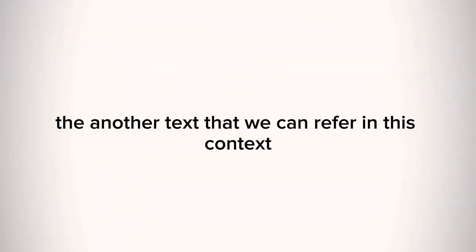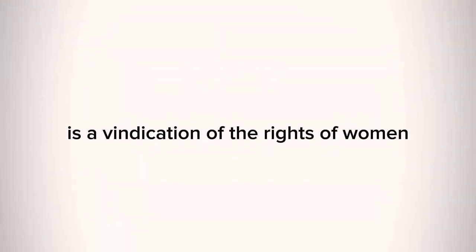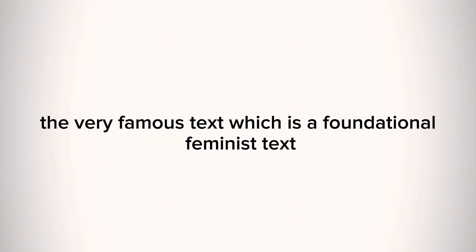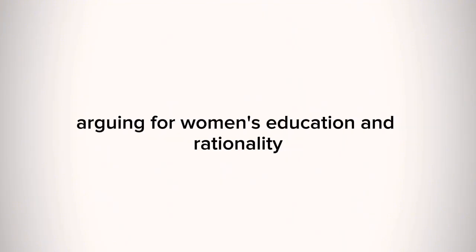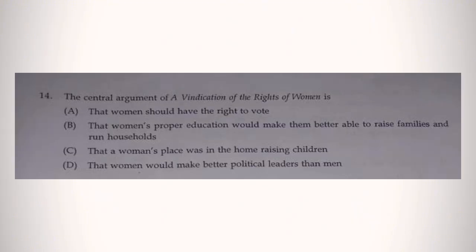Another text that we can refer to in this context is A Vindication of the Rights of Woman, the very famous text, which is a foundational feminist text arguing for women's education and rationality. There are some questions asked from this section. In 2023, question number 14, they asked, the central argument of A Vindication of the Rights of Woman is, that is, women's proper education would make them better able to raise families and run households.